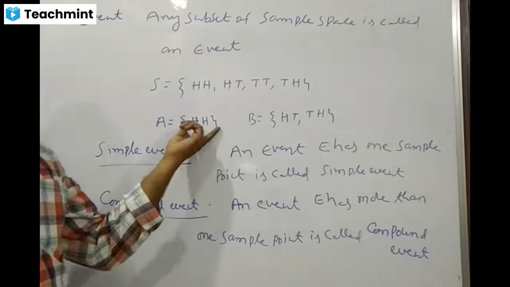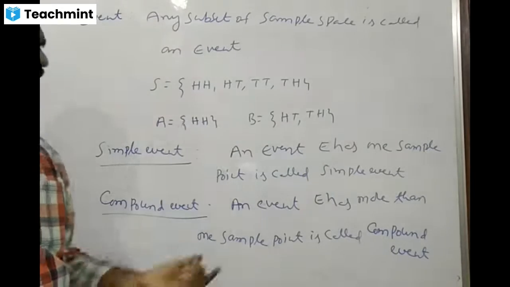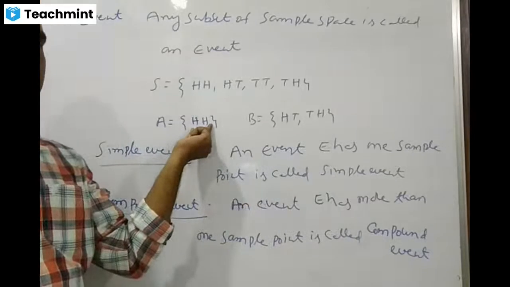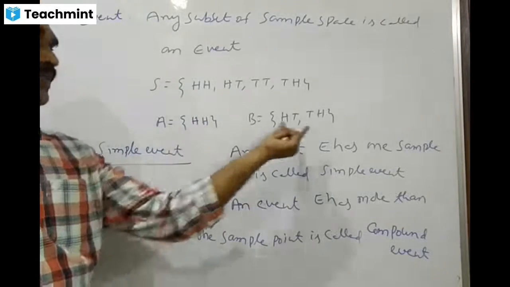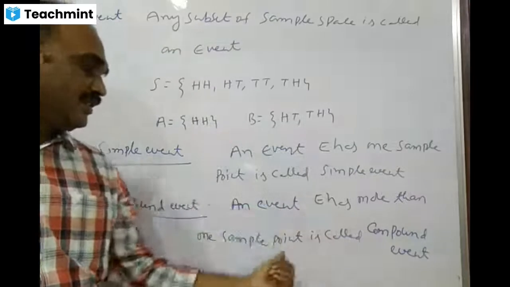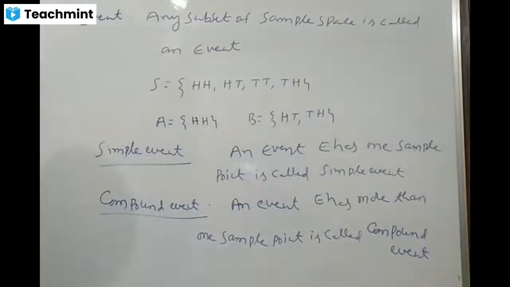This is a simple event, with only a single element. An event that has only one sample point is called a simple event. This is a compound event. An event that has more than one sample point is called a compound event.